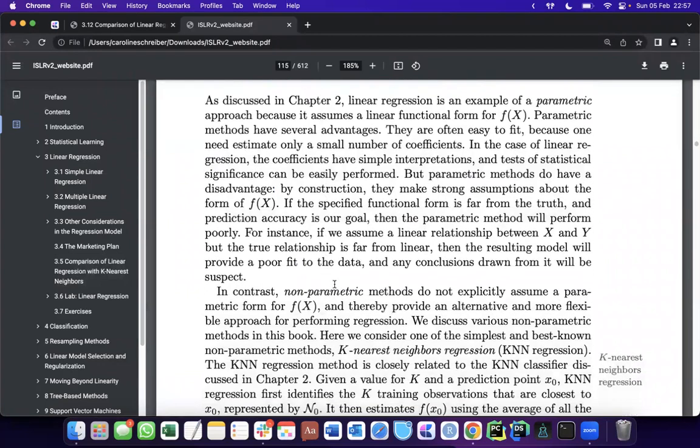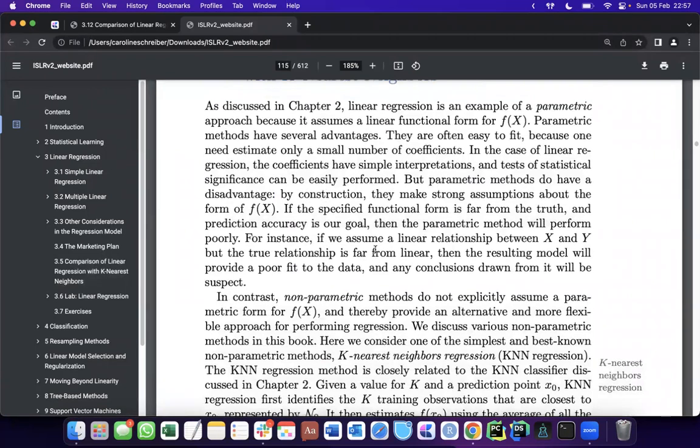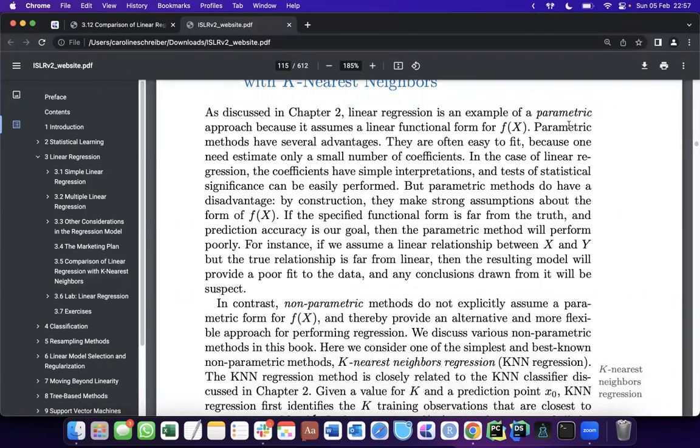linear regression, which is a parametric method, of course, we're working with our parameters, versus a non-parametric method like KNN, k-nearest neighbors regression. Why would we want to use a parametric method? Easy to fit, a small number of coefficients, maybe simple to interpret, and they do have tests of statistical significance that can be easily performed.